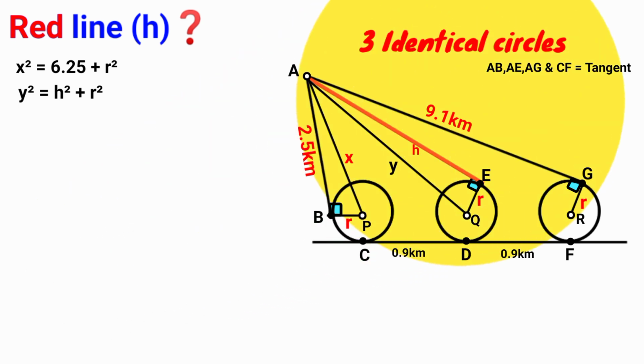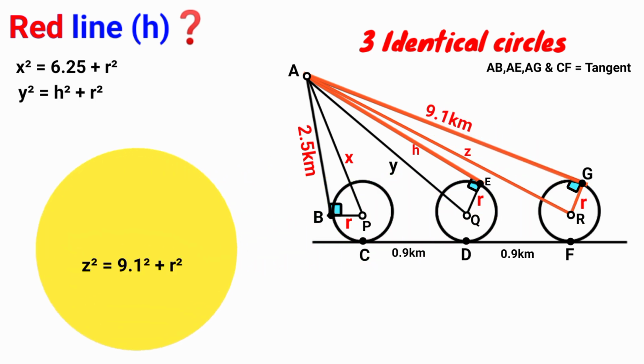Come here also, draw a line from point A to this point R. Assume its length to be z. We also look at this triangle AGR. It is a right angle triangle. So therefore, we can use the Pythagorean theorem. This is the hypotenuse. So by Pythagoras, the square of its length z must be equal to the sum of the squares of this 9.1 and this r. So z squared equals 9.1 squared plus r squared.